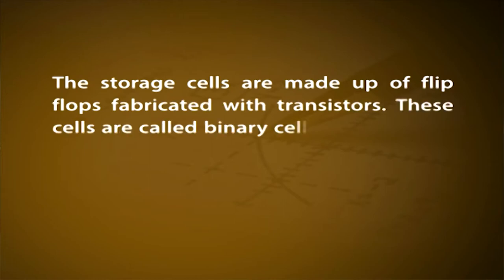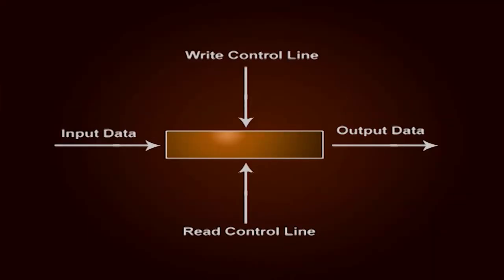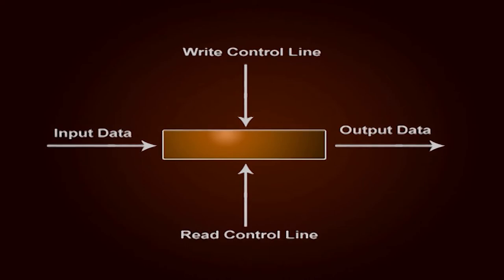The storage cells are made up of flip-flops fabricated with transistors. These cells are called binary cells, and each cell can store a binary digit. The following figure illustrates a storage cell. The cell has an input data line on which the symbol to be written is sent to the cell. To write the symbol into the cell, a write control signal is sent through the write line. If the content of the cell is to be read, a read control signal is sent on the read line, and the content of the cell may be sensed on the output line. Entering data into a storage location is destructive or volatile, and retrieving data is non-destructive.